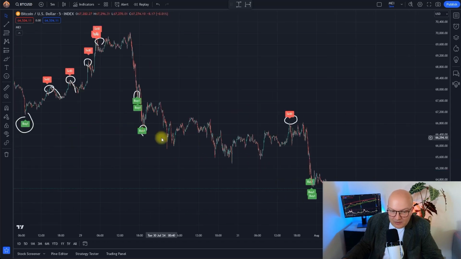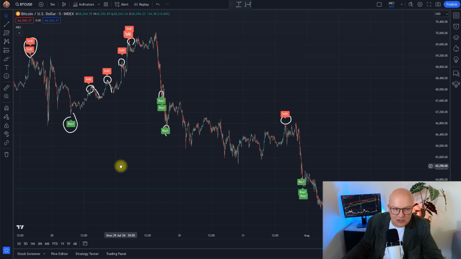However, remember, this is a 5-minute chart. Out of these 1, 2, 3, 4, 5, 6, 7, 8, 9, 10 signals, 9 signals were really, really on the point. So if you want, you can call this one down here a false signal. And this is a 5-minute chart, so something that is normally very notoriously difficult to trade.